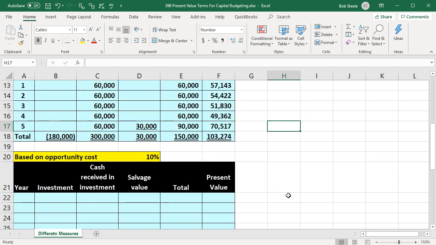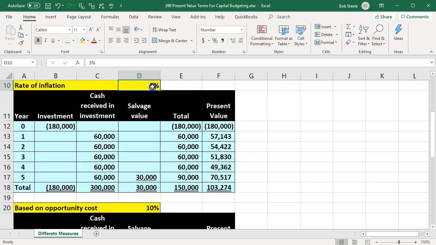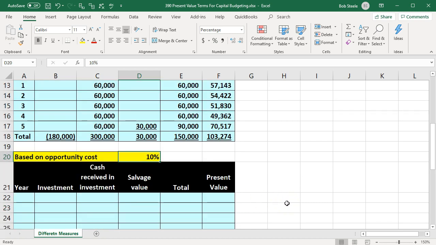Now, the next thing we might do is we might use, instead of 5%, let's say 10%. And in this case, we might call it a hurdle rate, or a required rate of return. We're not just talking here about time value of money in terms of the value of the dollar changing, but this time taking into consideration opportunity costs, where we could put our money.